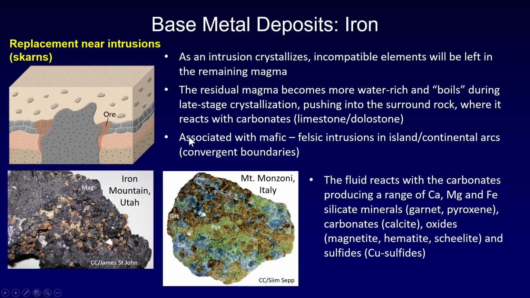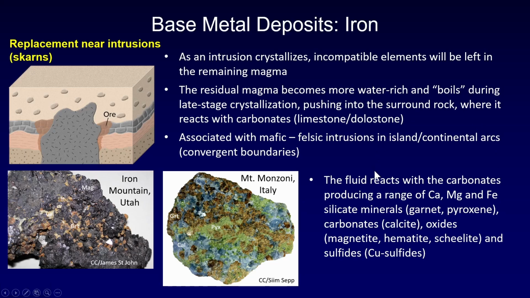So these skarn deposits are associated with intrusions that have compositions ranging from mafic to felsic. So they form over quite a broad range of magma. And we also find them in intrusions associated with island arcs and continental arcs. So they appear to be mostly focused where we have convergent plate boundaries, or where we had convergent plate boundaries at some point in Earth history.